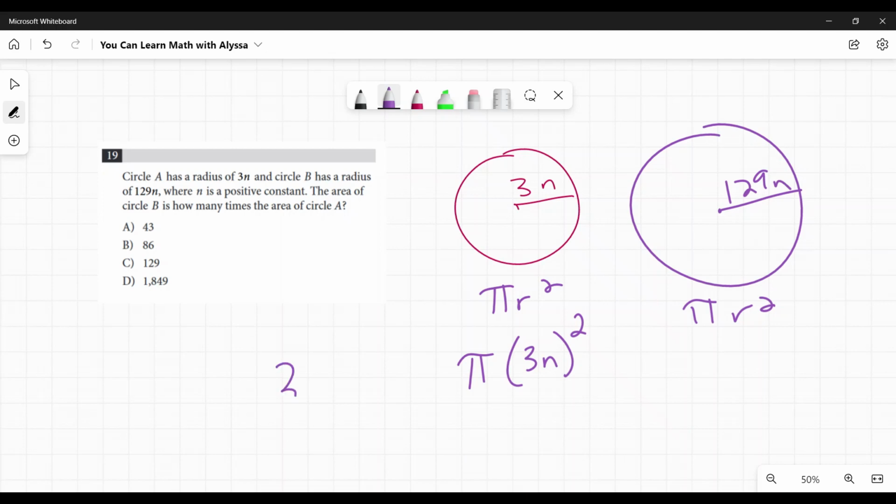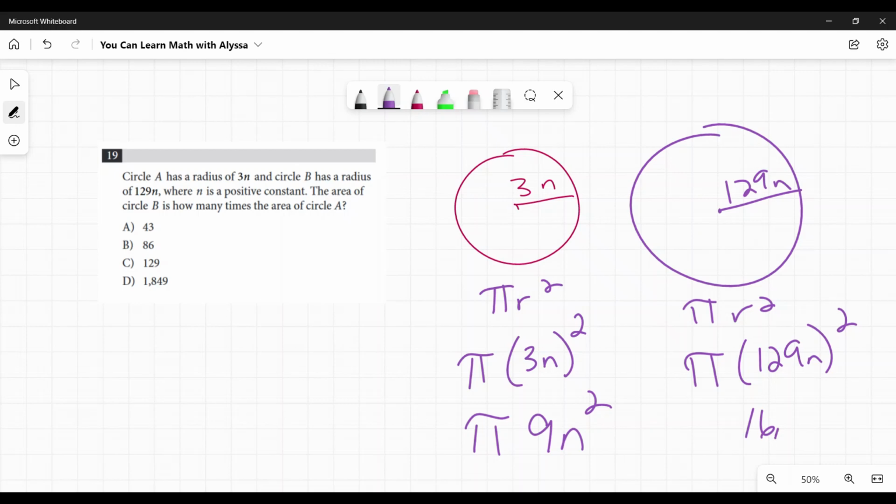It is not 3n squared, okay? It is 3n, quantity, squared. That is critical, and that's an easy way to get this wrong. So we have pi times 3n squared is 3n times 3n, or 9n squared. Same thing over here. We have pi times our radius, 129n squared. So what's 129 times 129? 16,641 n squared times pi.